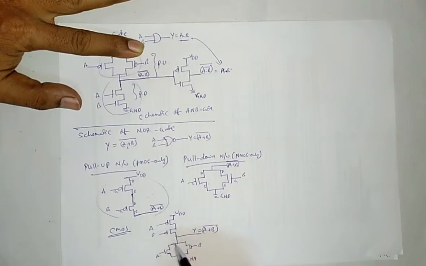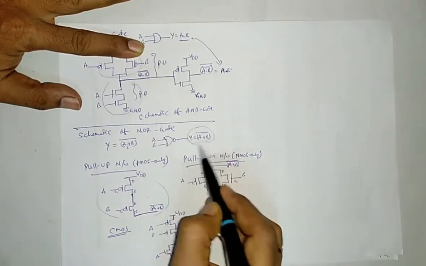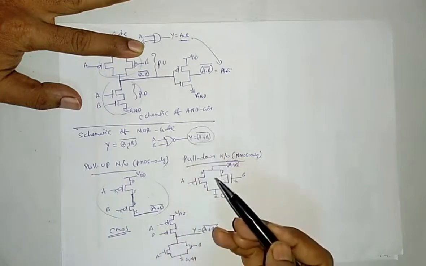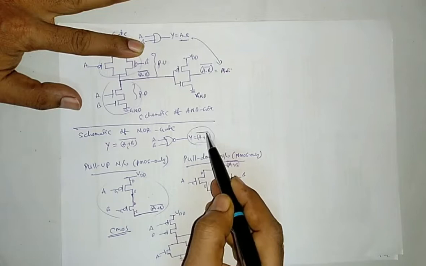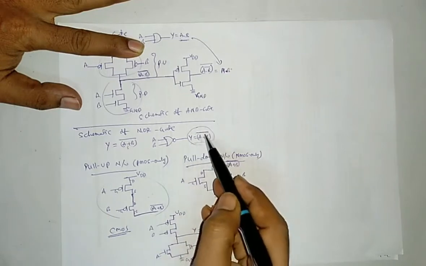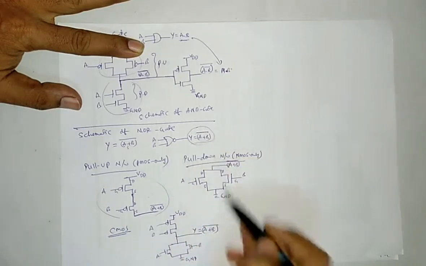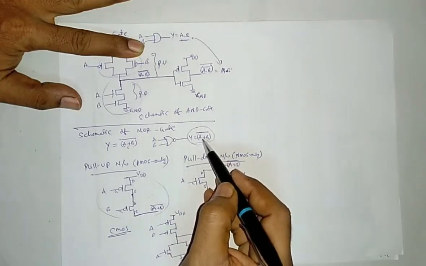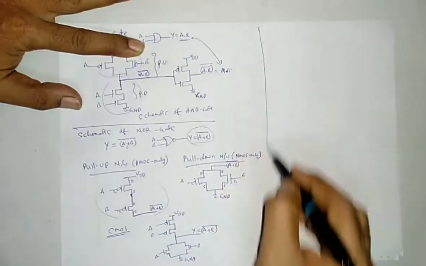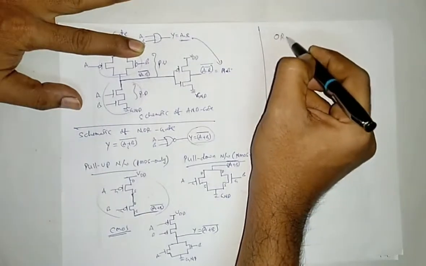In this I am not using any inverter circuit. Why? Because the given logic function is a complemented output. If the given function is a complemented function, then it is not necessary to use an inverter at the output stage. If it is uncomplemented, meaning OR logic, A or B. Now here see OR logic.